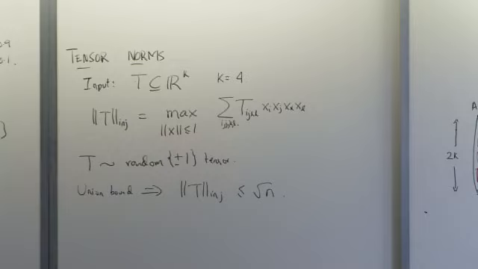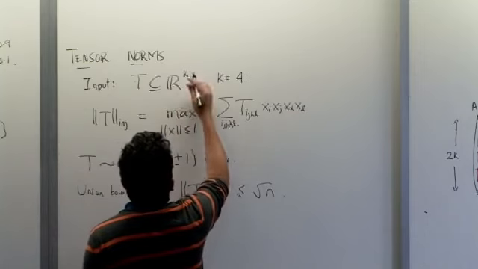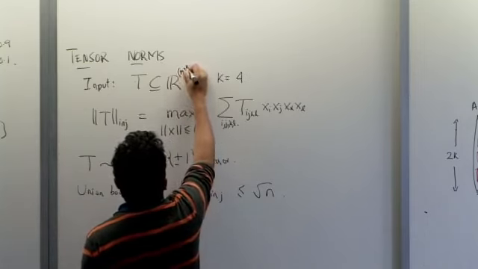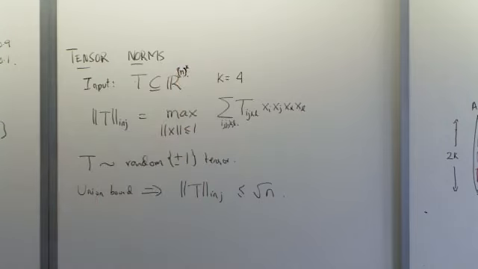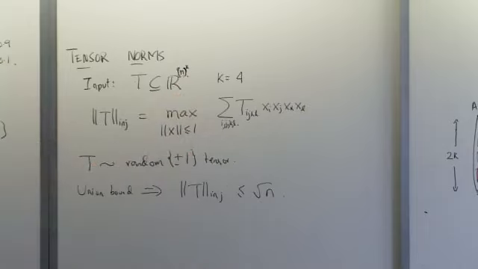Yeah, R to the n to the k. Thanks. Yeah, it's a k tensor, which is a k-dimensional array of numbers, and each dimension is n.